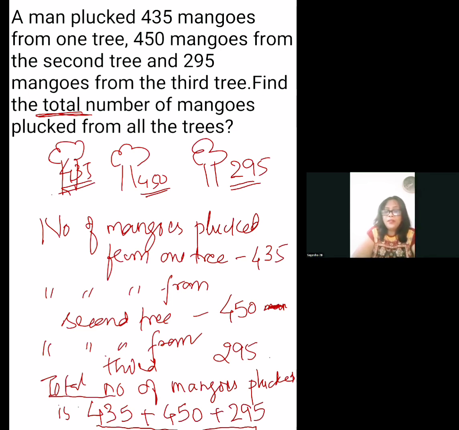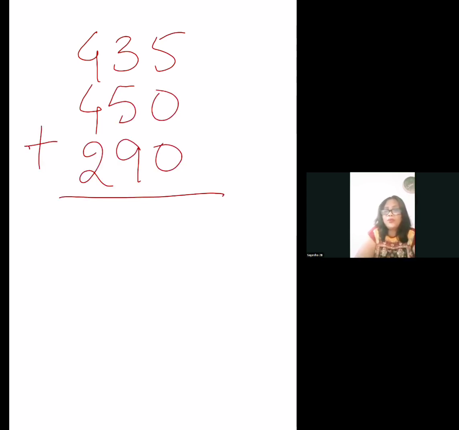All right. Now I have to add all this: 435, 450, and 295. If I add these, you know how to do the addition. It's a very simple question. It's just 3 digits. So 5 plus 0 plus 5 is 10? No: 5 plus 0 is 5. 5 plus 3, 8. 8 plus 9, it's 17. Now 4 plus 4, 8, 9, 10, and 11. So 1175. Okay, these are the total mangoes.